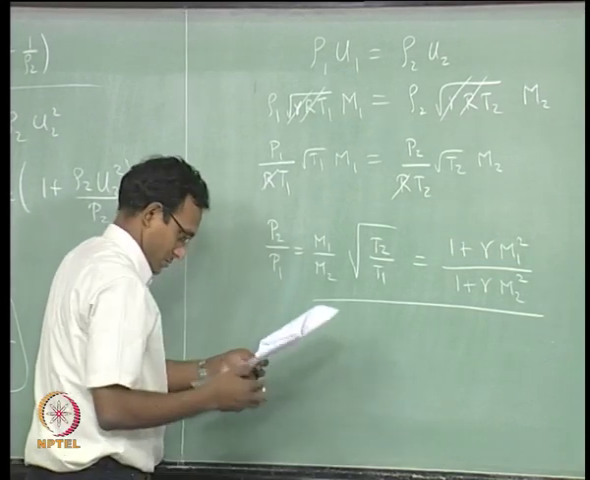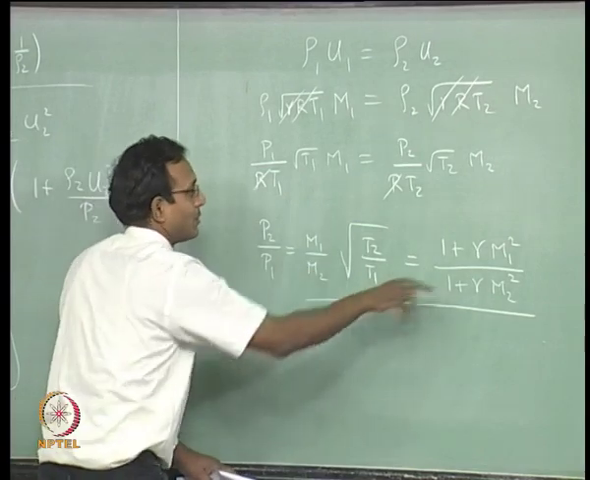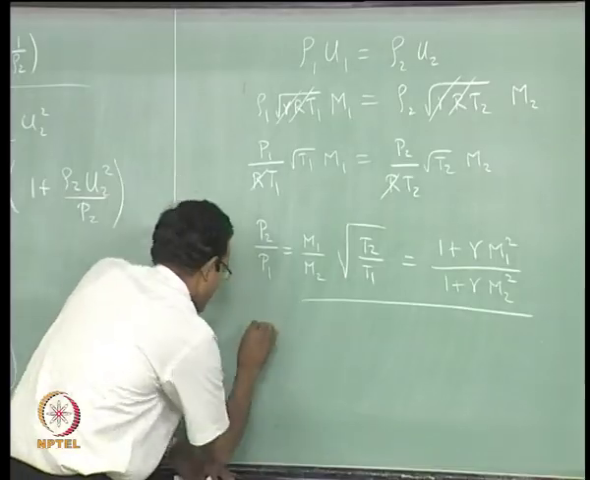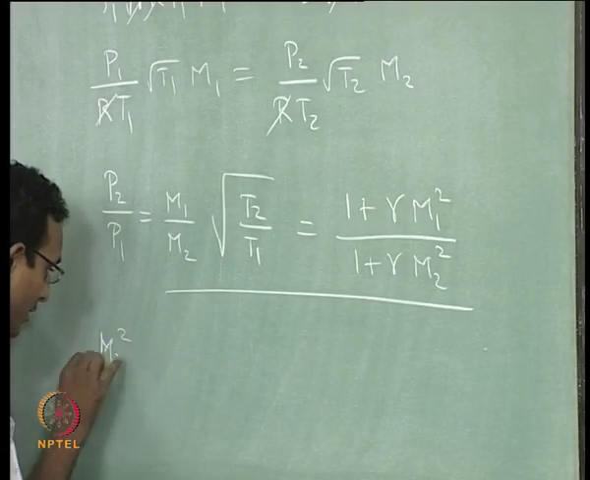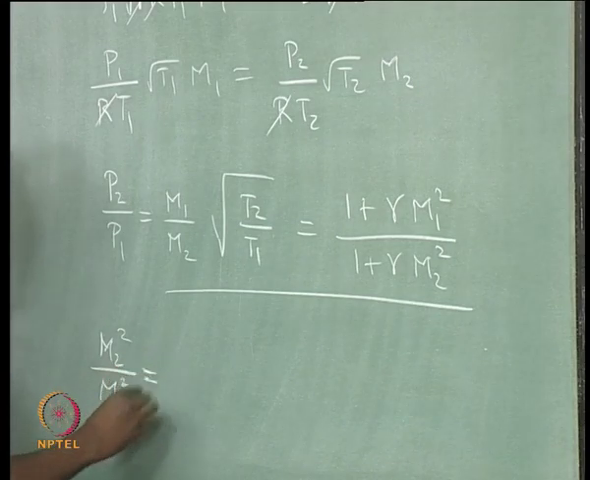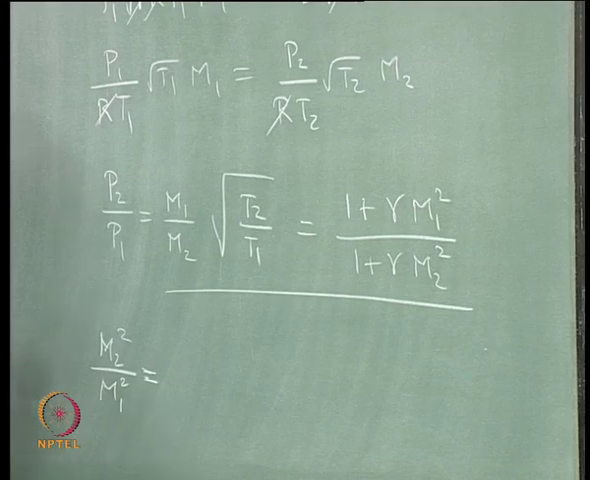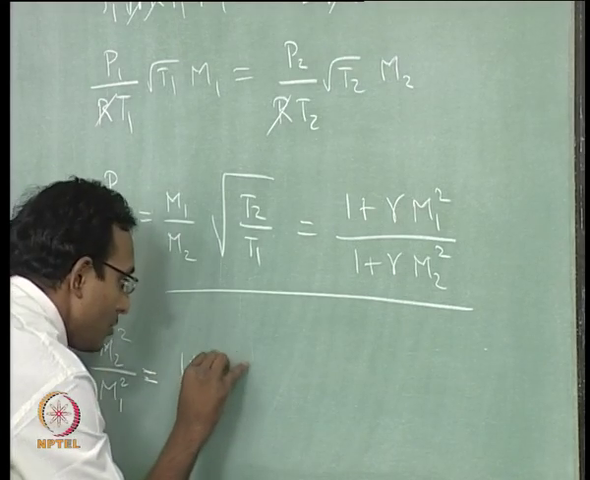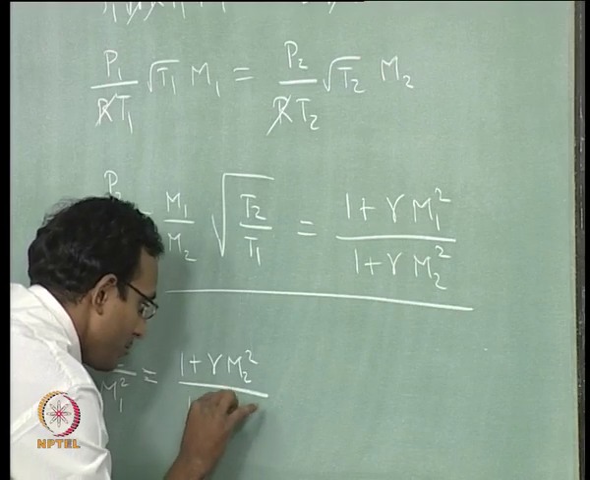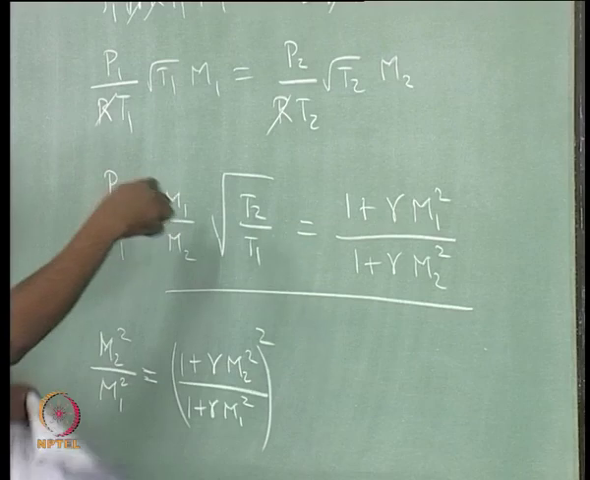So, it will simplify to, I will take a square of this whole thing because square root I do not like ever. So, I will write it as M2 square by M1 square. I am taking this ratio that side and everything else this side. So, I will have 1 plus gamma M2 square over 1 plus gamma M1 square, this whole square, because I have squared the previous equation.